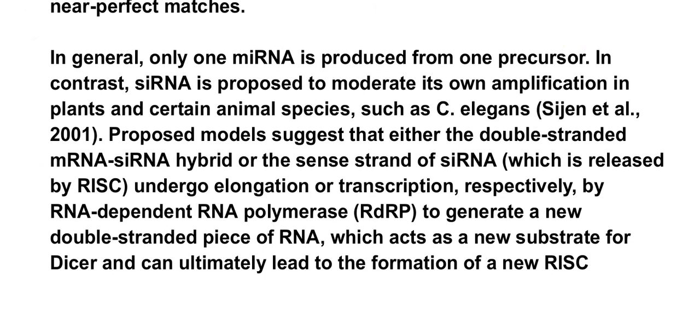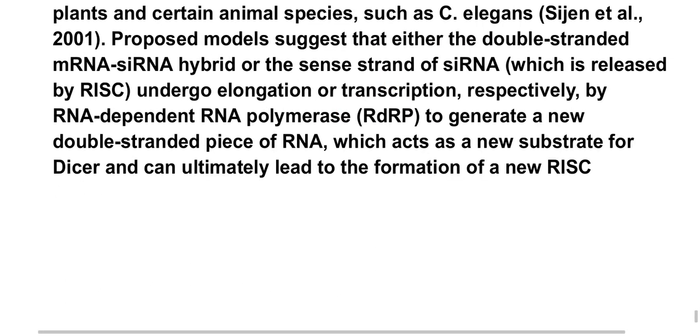In contrast, siRNA is proposed to moderate its own amplification in plants and certain animal species, such as C. elegans. The proposed model suggests that either the single-stranded mRNA-siRNA hybrid or the sense strand of siRNA, which is released by RISC, undergoes elongation or transcription respectively by RNA-dependent RNA polymerase to generate a new double-stranded piece of RNA, which acts as a new substrate for Dicer and can ultimately lead to formation of new RISC.